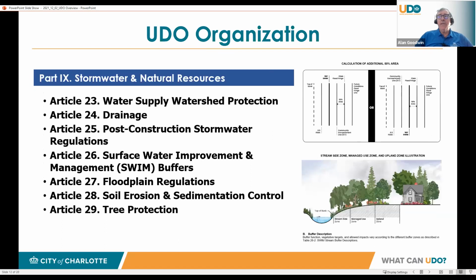Part 9, we get into stormwater and natural resources. And you can see there are several articles here, 23 through 29, and they bring into the UDO all of the various stormwater and natural resources regulations, including watershed protection, drainage, PCSO or post-construction stormwater regulations, swim buffers, floodplain regulations, erosion and sedimentation control, and a tree protection, tree ordinance, if you will.